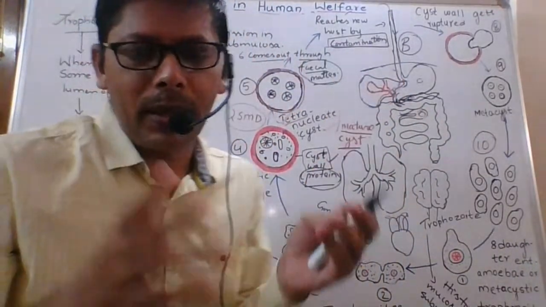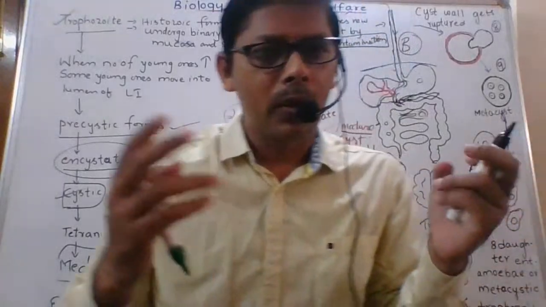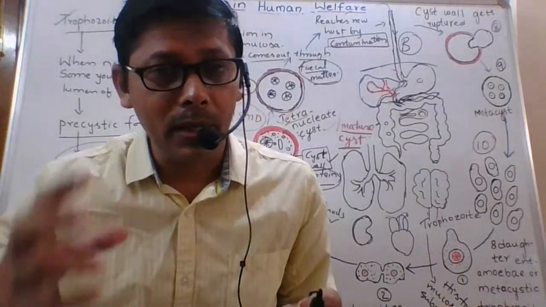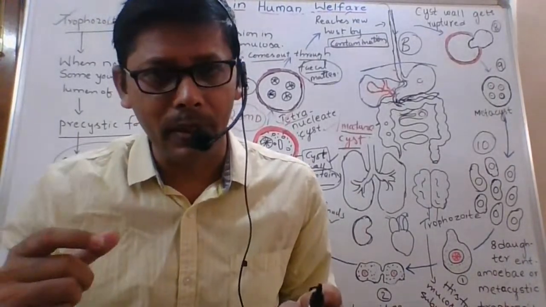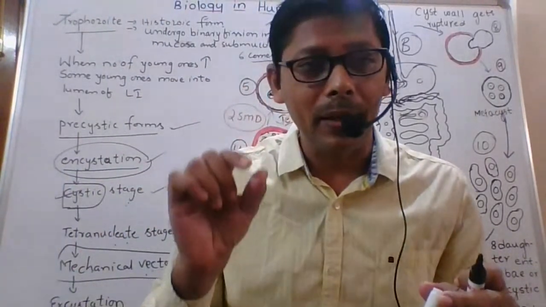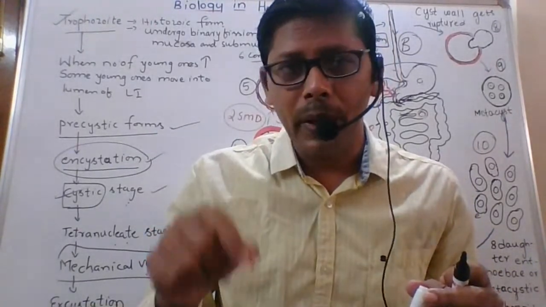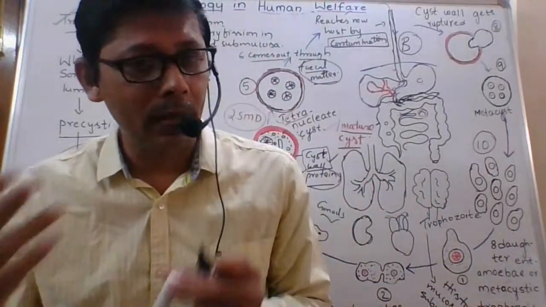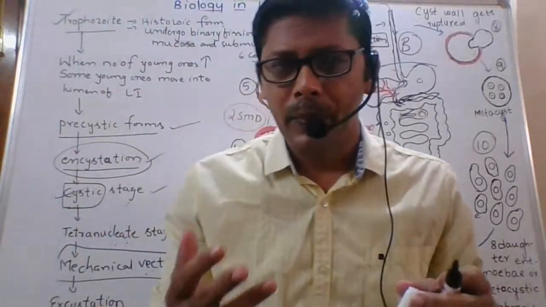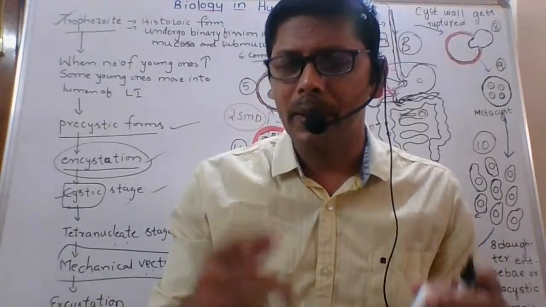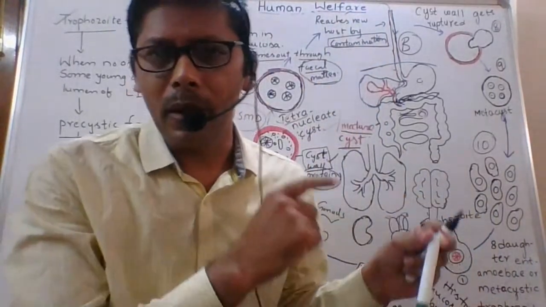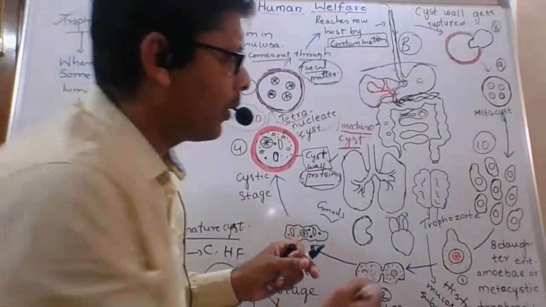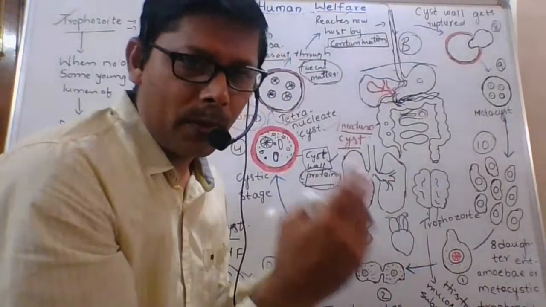The cyst wall is digested by which enzyme? The proteolytic enzyme called trypsin. Proteolytic enzymes are the enzymes which help in the digestion of proteins. One of the proteolytic enzymes of pancreatic juice is trypsin. There are others also, chymotrypsinogen and procarboxypeptidase, which are also proteolytic enzymes. Here the one that acts on the cyst wall is trypsin. Now the action is completed in the small intestine.